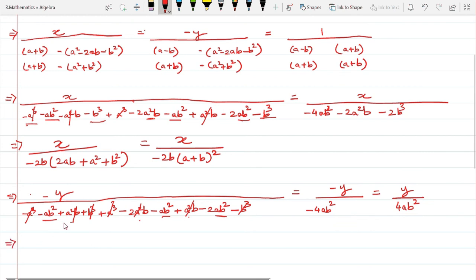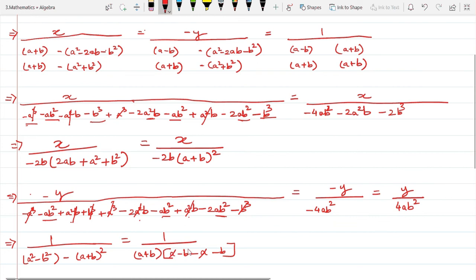Now let's solve for the third term, which is 1 upon a squared minus b squared minus of a plus b whole square. Okay, so this will be equal to 1 upon, I take a plus b out common, and what I'm left with is a minus b minus a minus b. So a gets cancelled with a, and I get 1 upon minus 2b into a plus b. This is what I get.